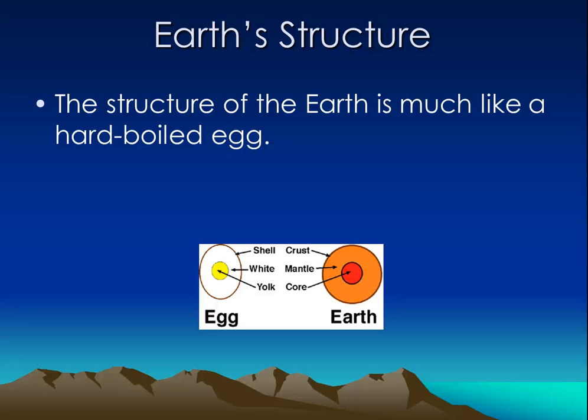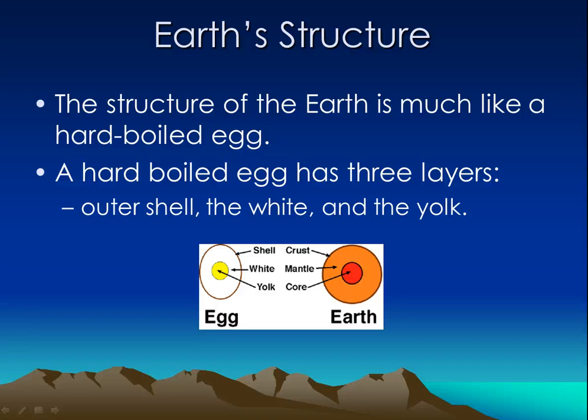I want you to think about and picture what a hard-boiled egg looks like. A hard-boiled egg has a nice outer shell. It has a white, the white of the egg, and then it also has the yolk of the egg. And that's very similar to the Earth. The Earth has a hard outer shell. It has the mantle in the middle, and then it has the core in the middle. So we're going to use that analogy to help us understand Earth's structure as well.